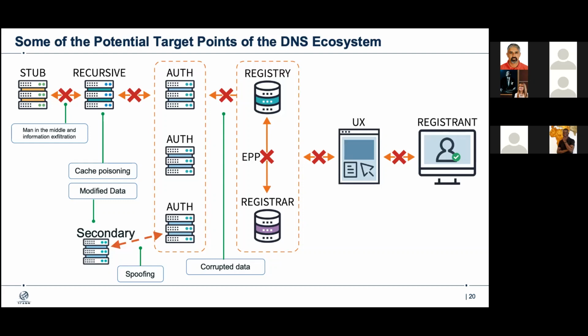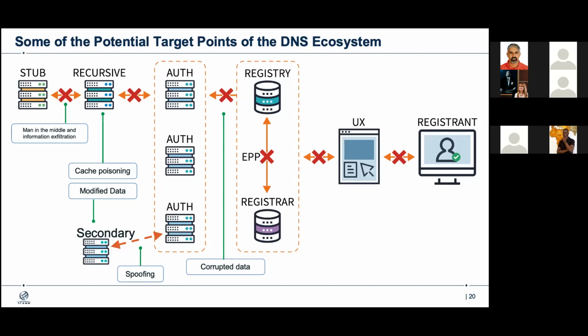Then look at the right-hand side: what about those who register domains, such as the registrar and the end user? Are they also susceptible to attacks? Yes. Whenever there is a domain name registration, there's an interface between the registry and the authoritative name servers. If an attacker gains access to the registry, they can modify and even corrupt data, and therefore the data going to the authoritative name servers is fraudulent, or has been spoofed.